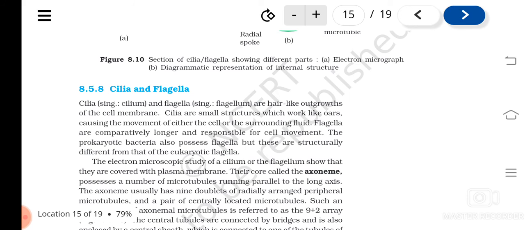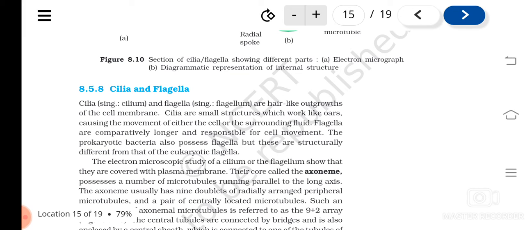Next we are going to study cilia and flagella. How do they differ? First, cilia are very small, hair-like outgrowths, and they work like an oar. You would have seen boats with oars that are moved, isn't it? In the same way cilia work as oars, and in that way they help in the movement of the cell.